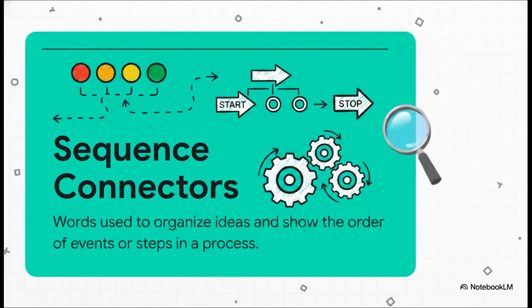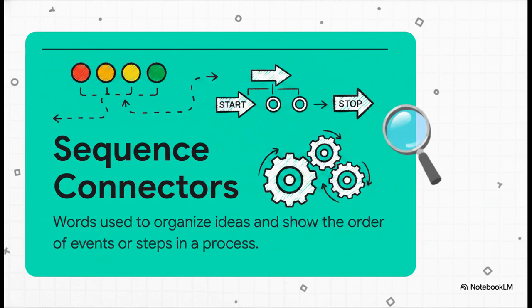So our main goal today is figuring out exactly how to organize our thoughts, whether you're writing a history essay, a creative short story, or just jotting down daily instructions. Organization is everything, right? Sequence connectors are simply words used to organize ideas, show the order of events, steps, or points in a process. They help listeners follow information logically from beginning to end.